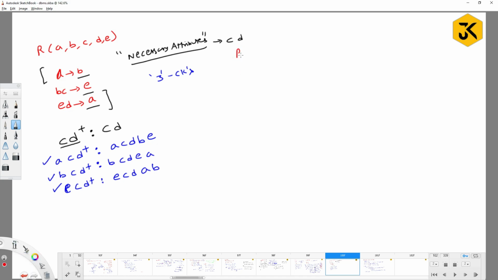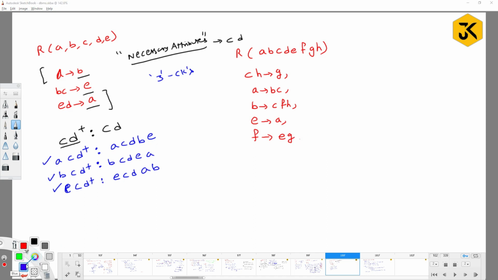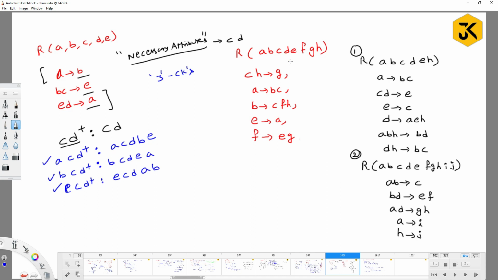Let us take a relation R of A, B, C, D, E, F, G and H, and the set of functional dependencies are: CH determines G, A determines BC, B determines C, F, H, E determines A, F determines EG. Easy, right? So can you find out the number of candidate keys possible here? What are the necessary attributes here?